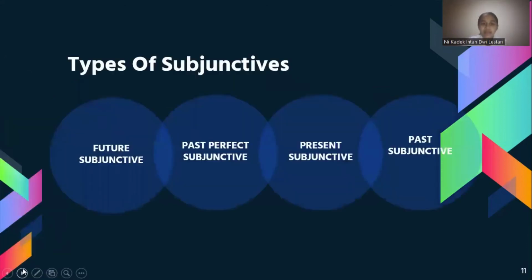And then, types of subjunctives. There are several types of subjunctive. The first one is future subjunctive, past perfect subjunctive, present subjunctive, and past subjunctive.